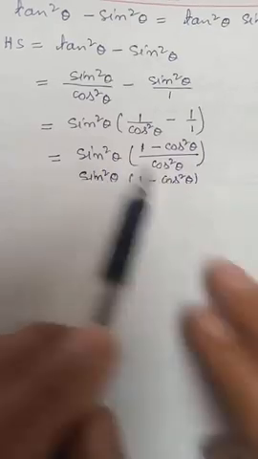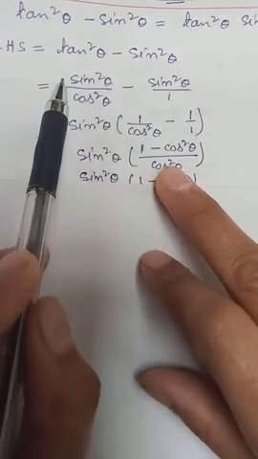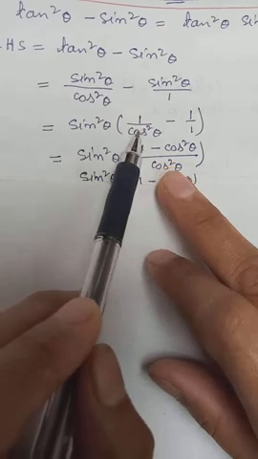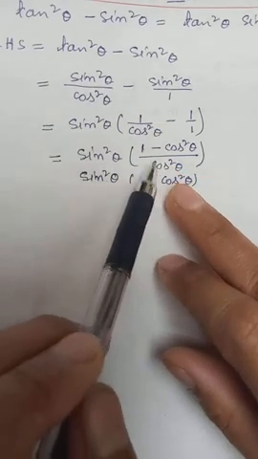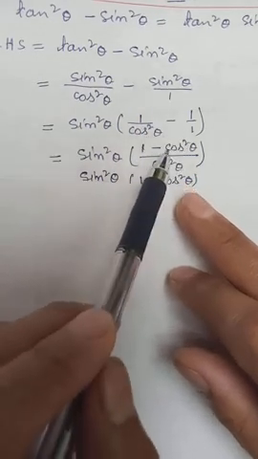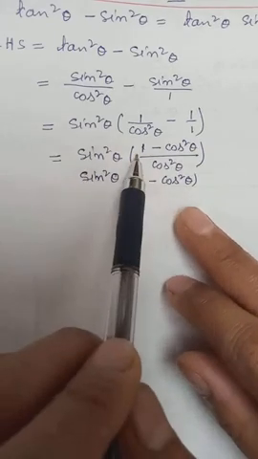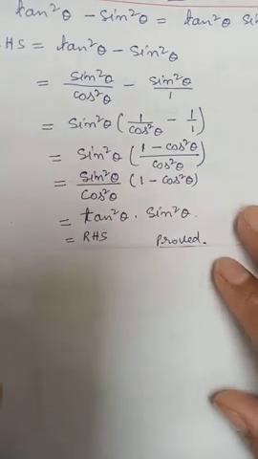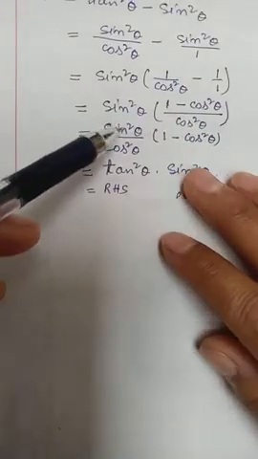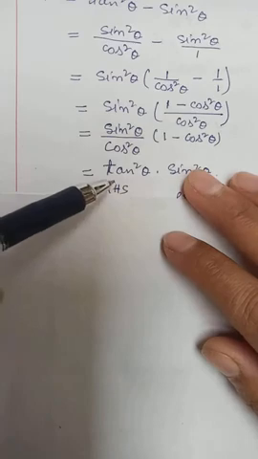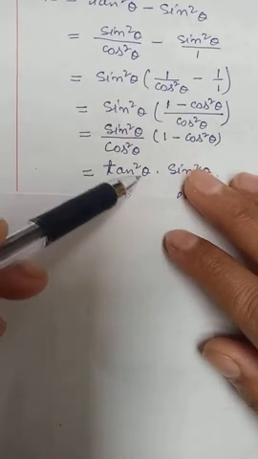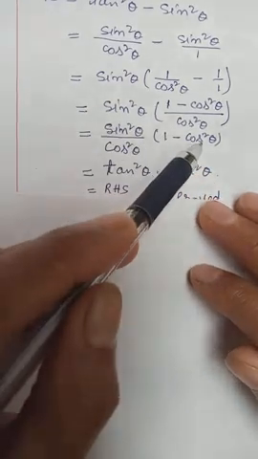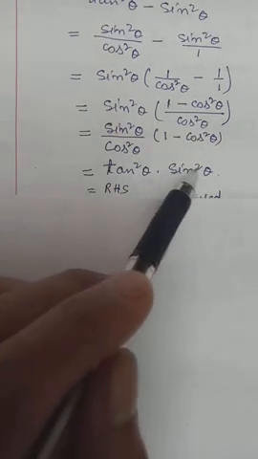Cos square theta will be the denominator, then sin we can take common. So this side we are left with 1. 1 divided by cos, cos into 1, it will become cos square theta. From the identity, 1 minus cos square theta equals sin square theta. So here we see sin by cos is equal to tan. We have the square, so we put the square. 1 minus cos square, from the identity, is sin square theta, which is equal to the right hand side.